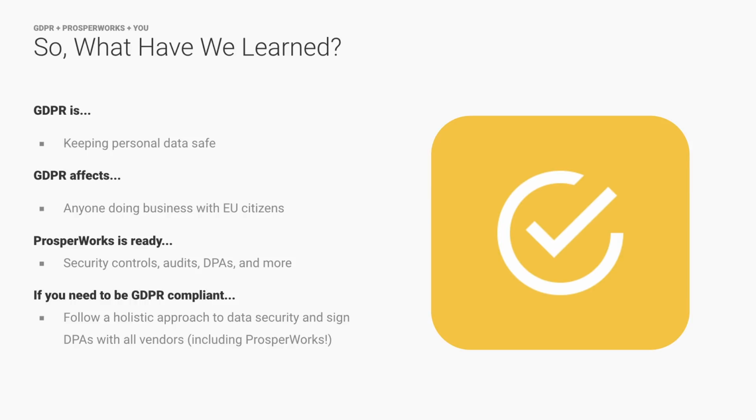So then in summary, what we learned today, right? GDPR is keeping personal data safe, first and foremost. It's going to affect anyone that's doing business with EU citizens, regardless of where they reside, right? That's key. So no matter where you reside, as long as you're doing business with EU citizens, it's going to affect you. ProsperWorks, we're ready. We have security controls, audits, DPAs, and more in place. So we'll be fully GDPR compliant when those regulations go into effect May 25th. If you need to be GDPR compliant, again, follow the holistic approach. Rahul did a great job overviewing today. And if you get those DPAs signed, including ProsperWorks.